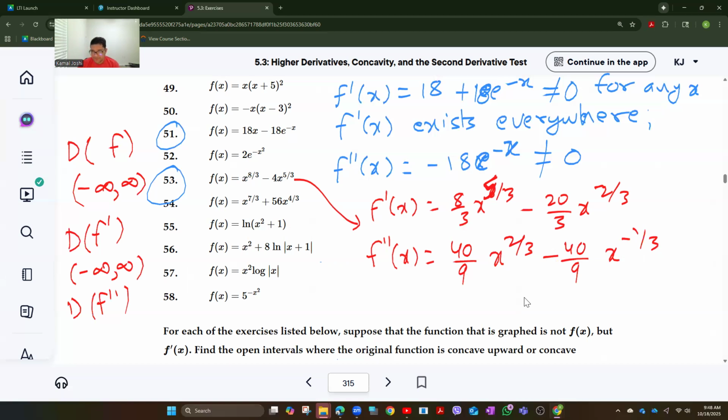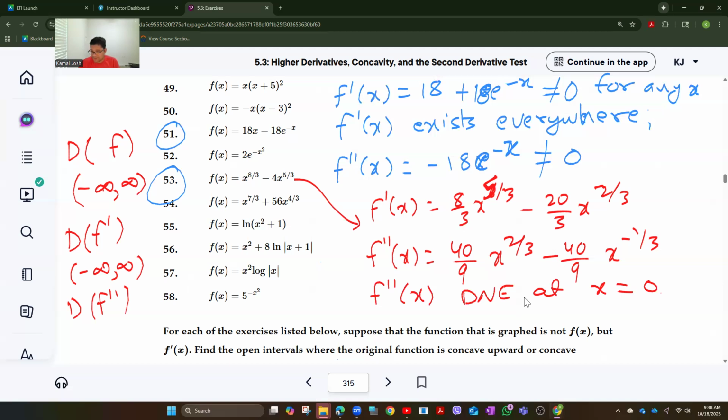Okay, which means now when you bring it to the denominator, it will be x to the 1 over 3, and that is not defined at x equal to 0. So f double prime of x does not exist at x equals 0. That will be a point we have to consider for the inflection or not.